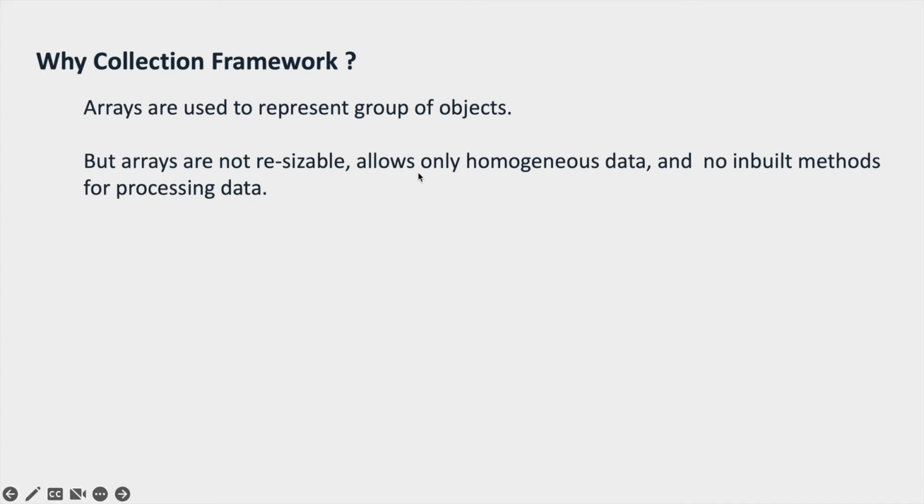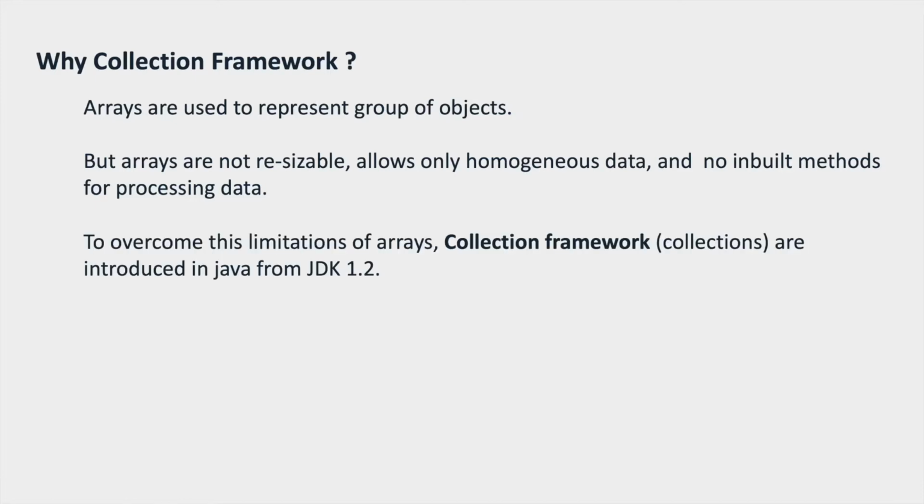Arrays allow only homogeneous data and have no inbuilt methods for processing the data. That means once we create an array, the size is fixed and it will allow only one type of data. If you want to add two different types of data, arrays won't allow it. If you want to perform operations on data, there are no inbuilt methods. So these are all the limitations of arrays.